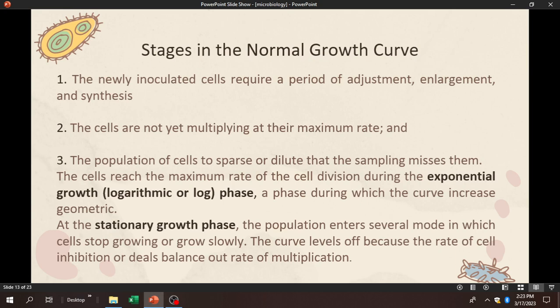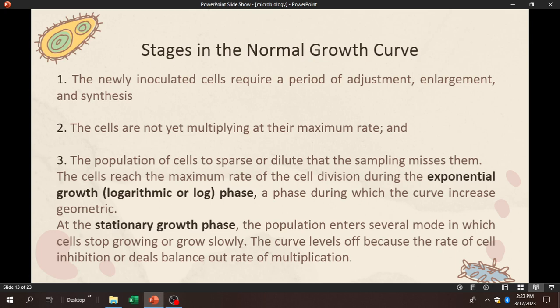The length of the log period varies somewhat from one population to another. It is important to note that even though the population of cells is not increasing or growing, individual cells are metabolically active as they increase their contents and prepare to divide.